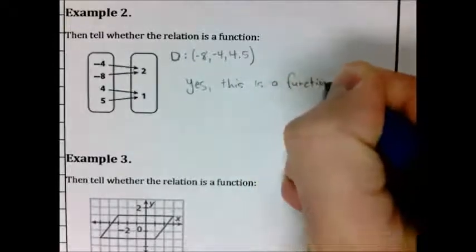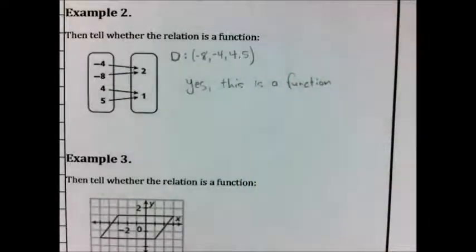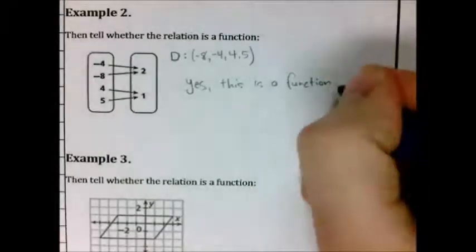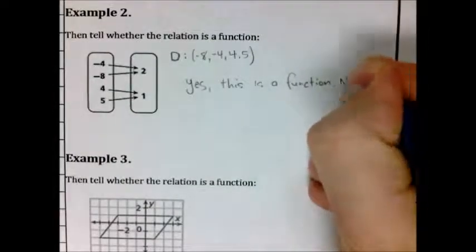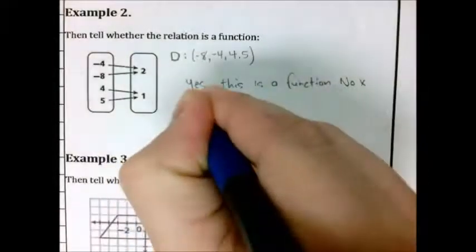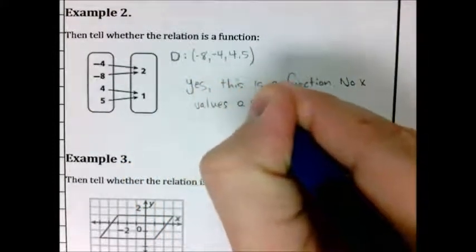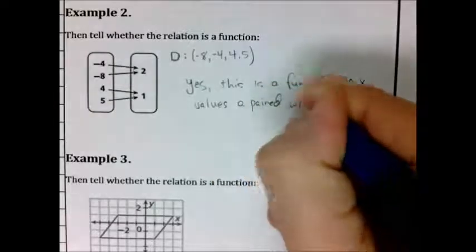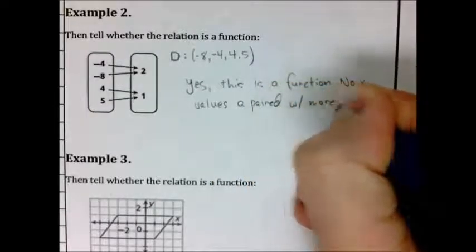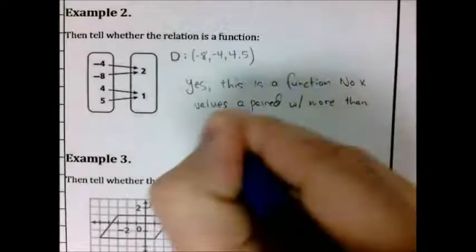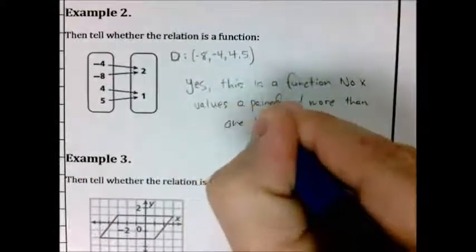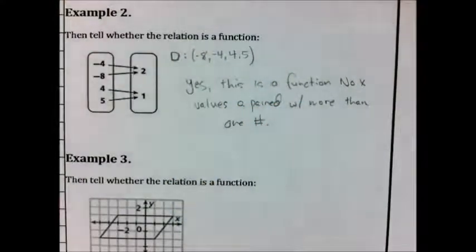And the reason why it is a function is because there are no x values paired with more than one number. And that's how we know this is going to be a function.